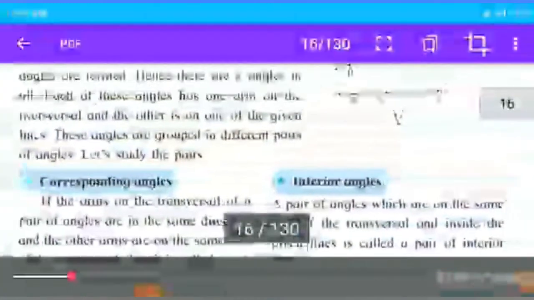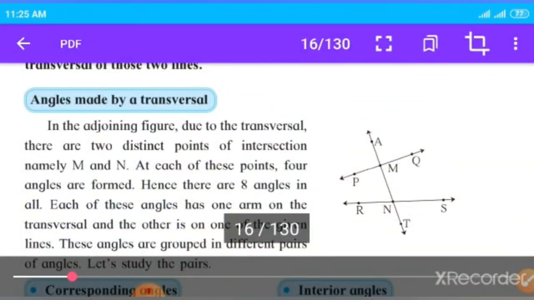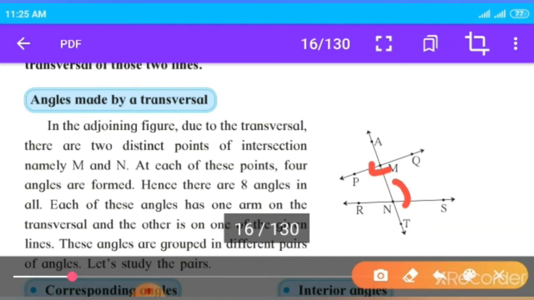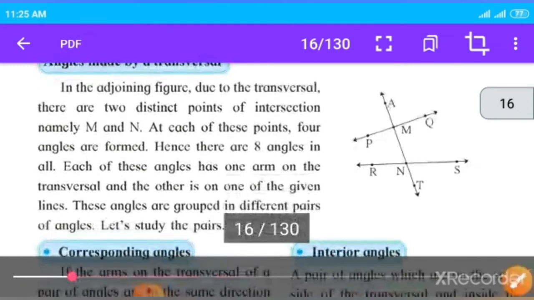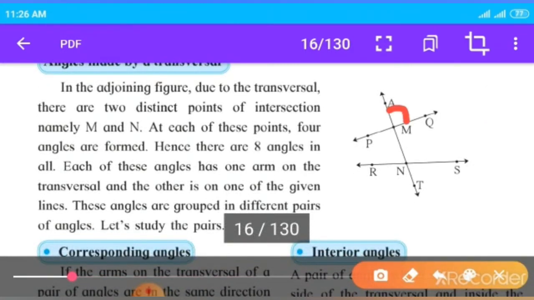Angle PMN and angle MNS. These are alternate interior angles, and alternate exterior angles like angle AMQ and angle RNT.